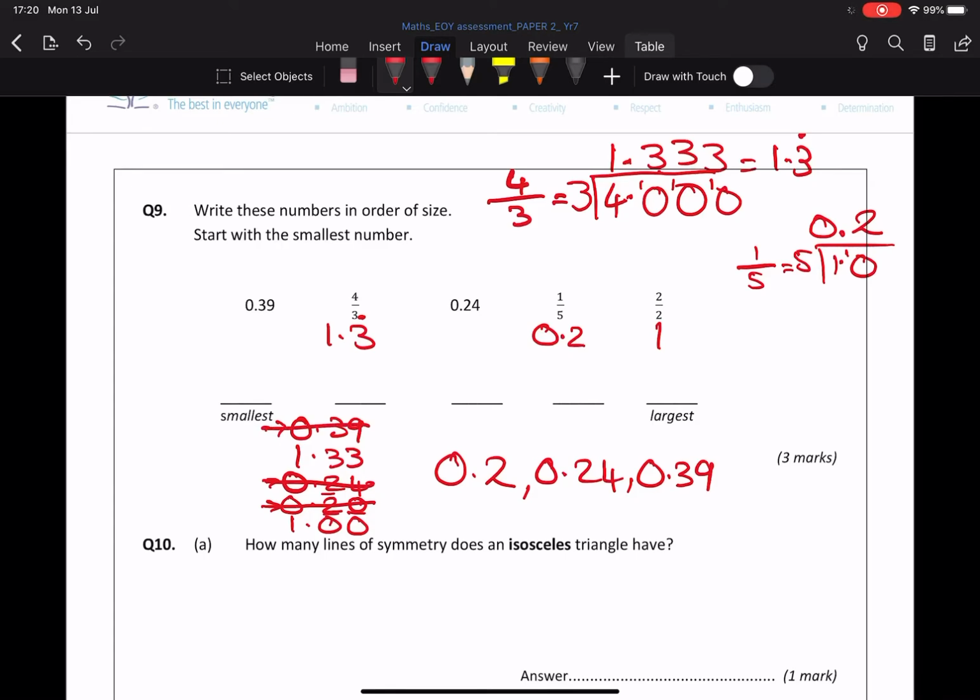Now I'm on to the 1s. I go to the next digit along. I'm comparing the 3 and the 0. Well, the smallest would be the 1.00. Cross it off. And finally, 1.33.